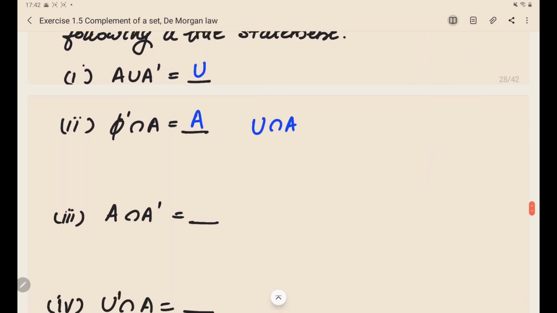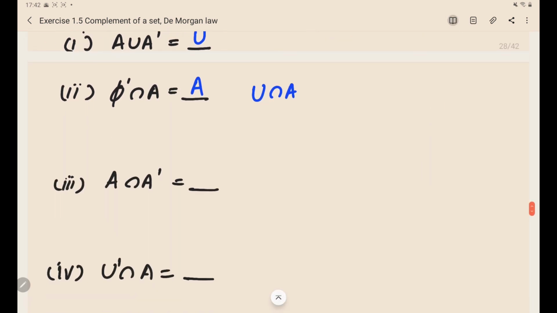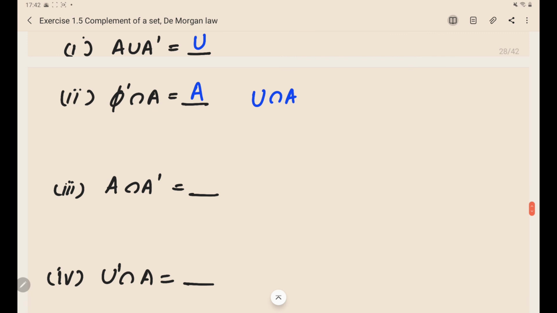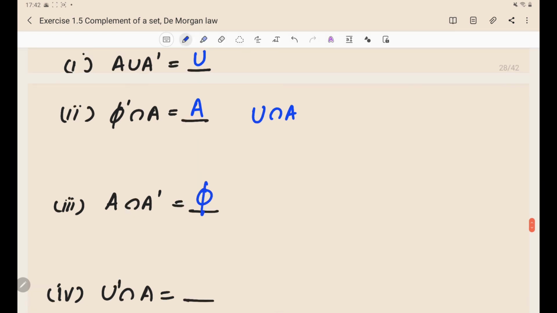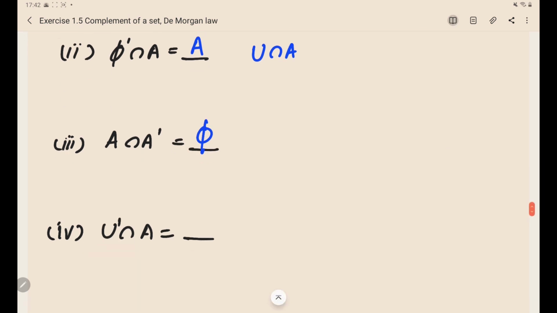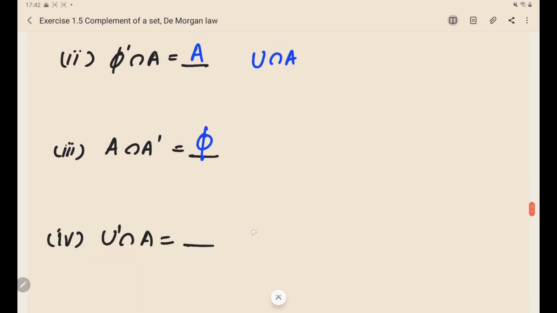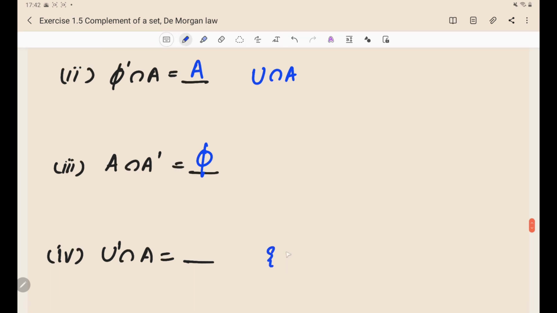And the next one, A complement intersection A. If you take the common of both these, there are no elements in common. So it is an empty set. Again, union complement. What is union complement? Universal set complement. It is the empty set, or the phi set. So phi set intersection A. If you take the intersection with an empty set, you will always get an empty set, phi.